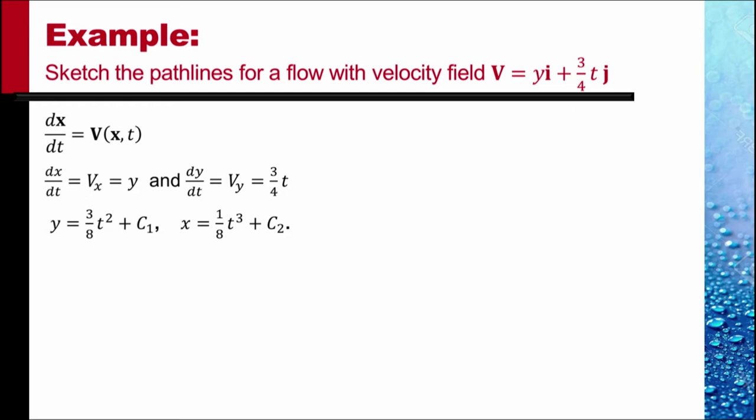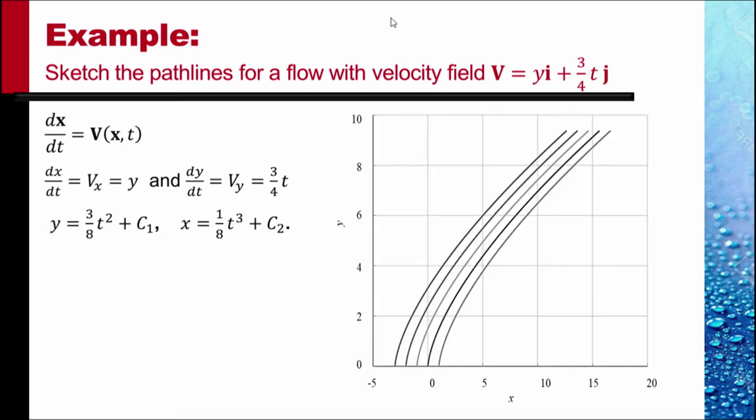We can plot these path lines for different values of c1 and c2. Here we are starting with 5 values of c2 from minus 3 to 1 and a value of c1 as 0. The paths of 5 particles are shown in this graph.